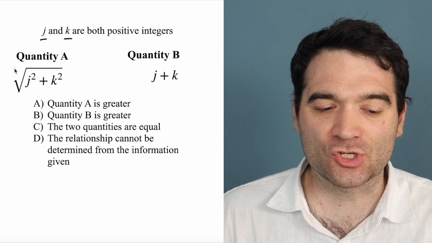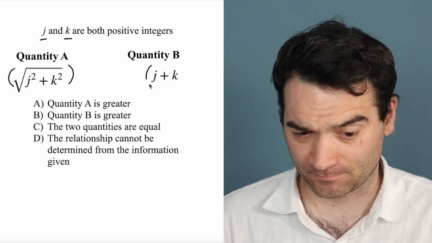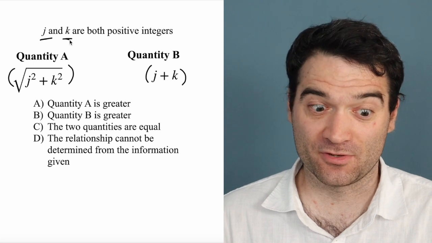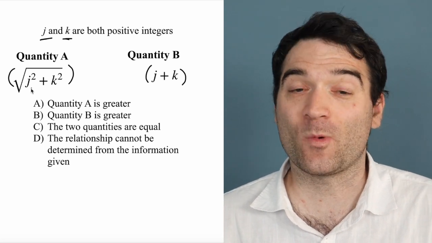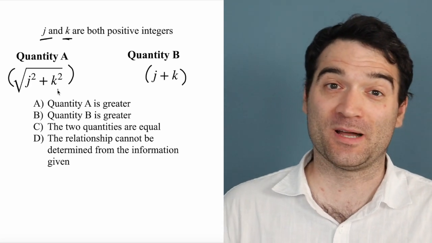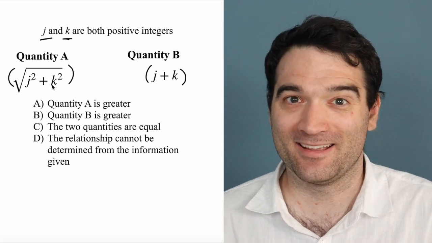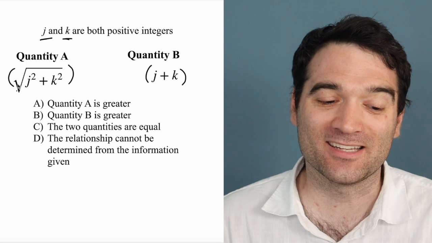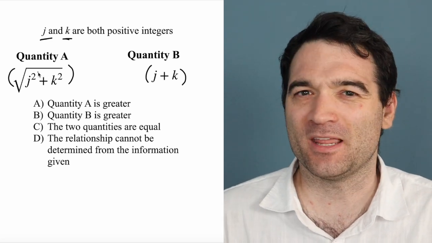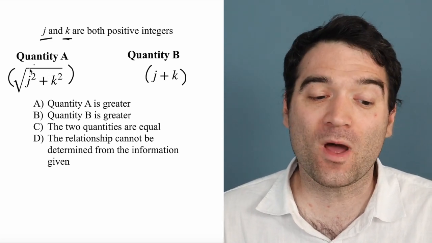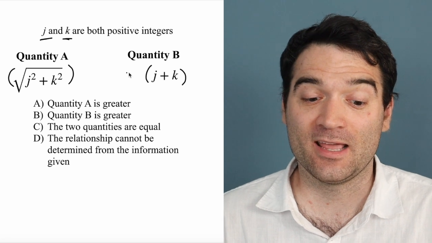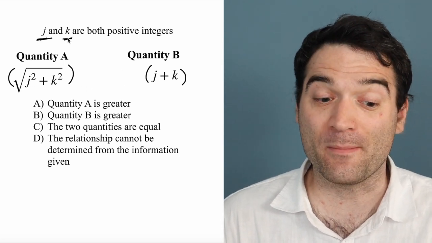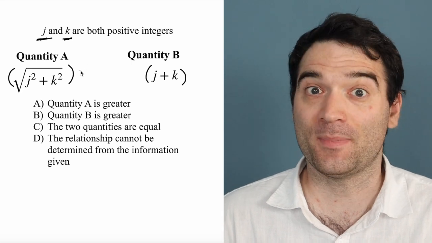Okay, now I want to start by saying that if J and K are positive integers, then J squared is a positive integer, K squared is a positive integer, and J squared plus K squared is a positive integer, and the square root of that is maybe not going to be an integer, but it is going to be positive. So quantity A is positive over here, right? And same with quantity B. Both of these quantities, because their component pieces are positive, we can assume are positive.